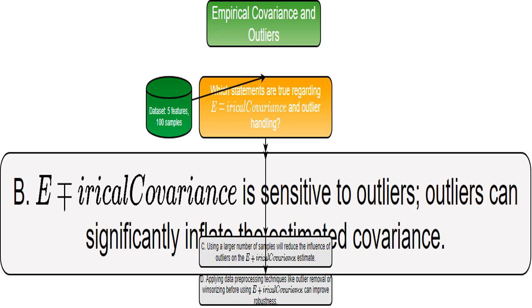This statement correctly says that EmpiricalCovariance is affected by outliers. Outliers can significantly change the results it produces because the way it calculates covariance is easily swayed by extreme values.